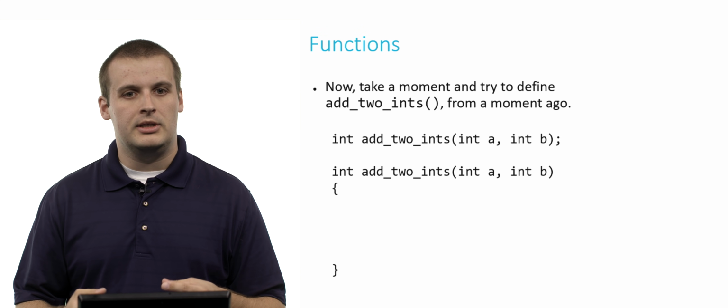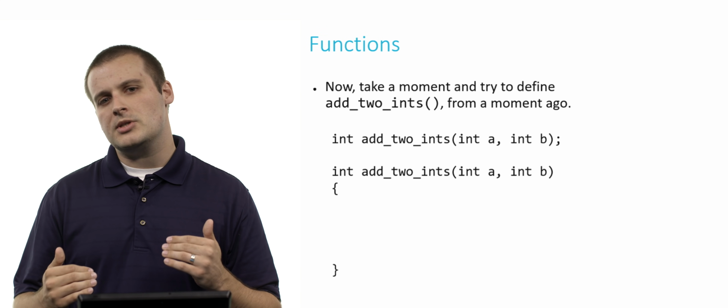Now take a moment, pause the video again, and try and define add2ints, which is the other function that we talked about a moment ago. Again, here I've put the function declaration, ends with a semicolon, and an open curly brace and a closed curly brace to indicate where we will fill in the contents of add2ints so that we define the predictable behavior inside the black box.